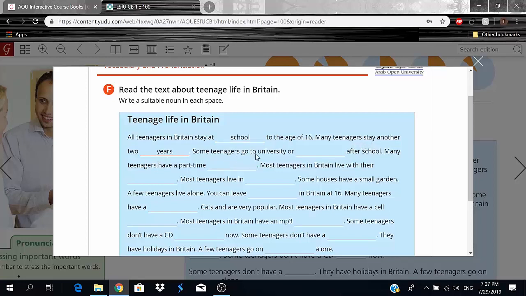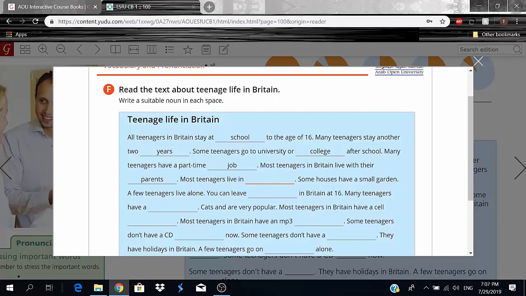Some teenagers go to university or dash after school. Make college, only suitable answer honestly, after school. Many teenagers have a part-time, this one's obvious, job, you guys, okay? Have a part-time job, okay? Most teenagers in Britain live with their, I'm guessing, parents. So parents, okay? Most teenagers live in homes, houses.